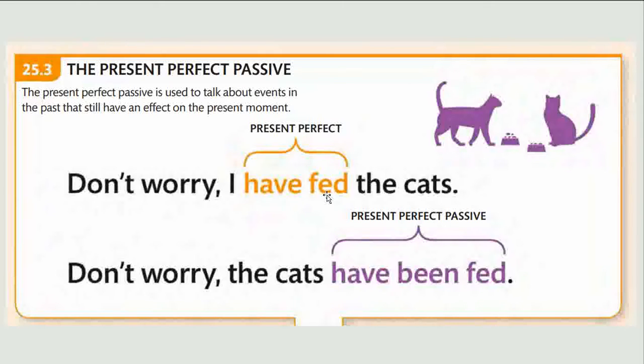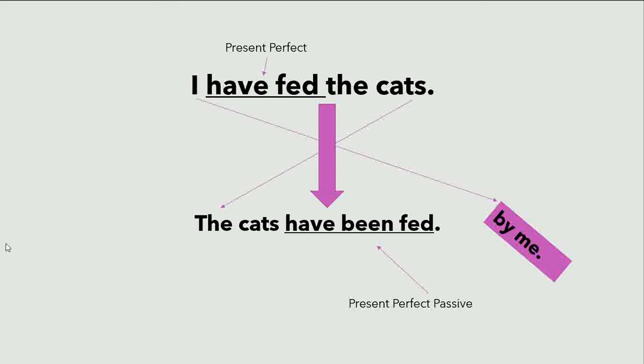Over here, this is an active voice, "have fed" is present perfect, and now we will be changing it. "Don't worry" remains as such. It's only this second part of the sentence that is to be changed. So "cats" is shifted here, "I" is understood, and "have fed" becomes "have been fed." Let us see the construction, how it changes.